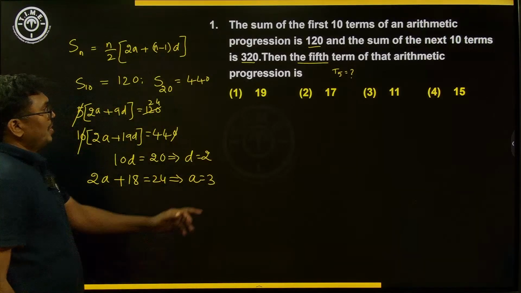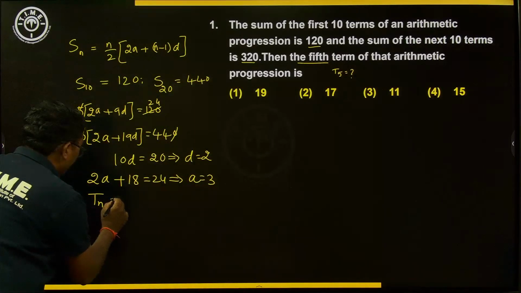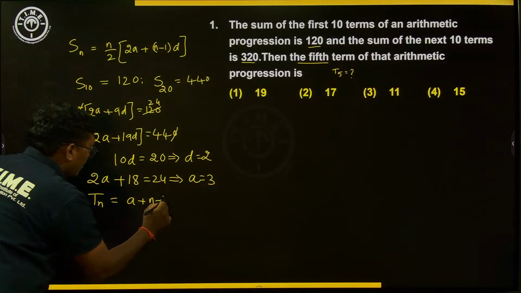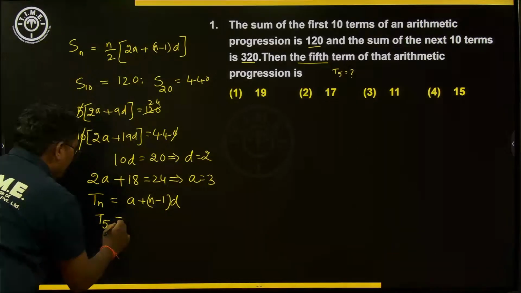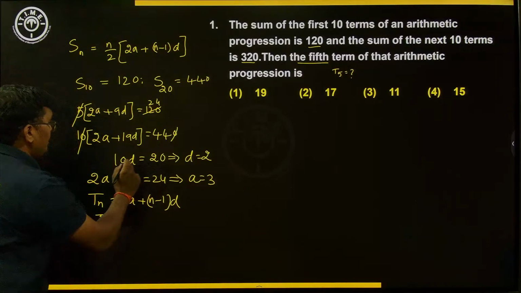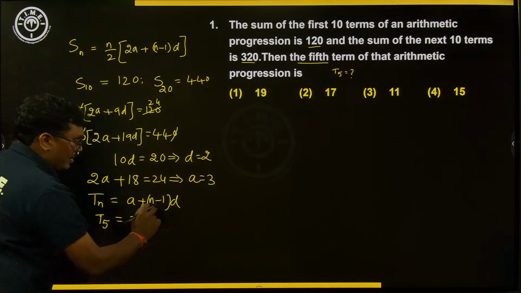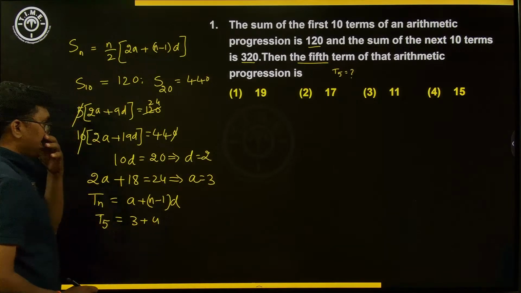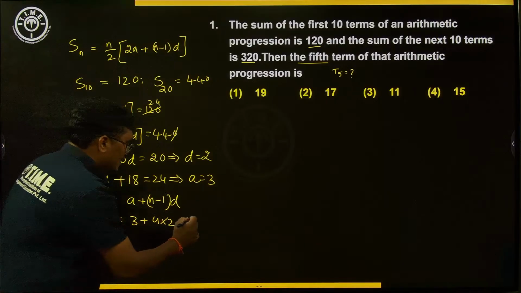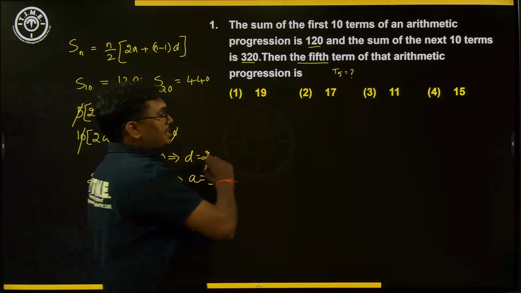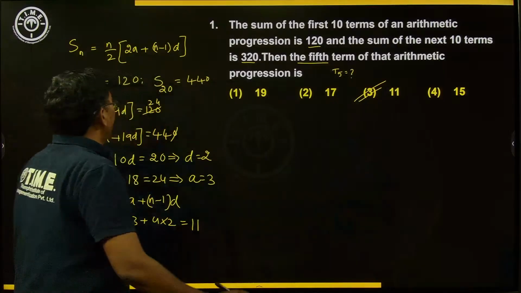So what you have to find is T5. What is the formula for the nth term? The nth term is a plus n minus 1 into d. So T5: a is 3, n is 5, n minus 1 is 5 minus 1, 4. d is 2. So this is 8 plus 3, that is 11. So the correct answer is choice 3, right? So let us see the next question.